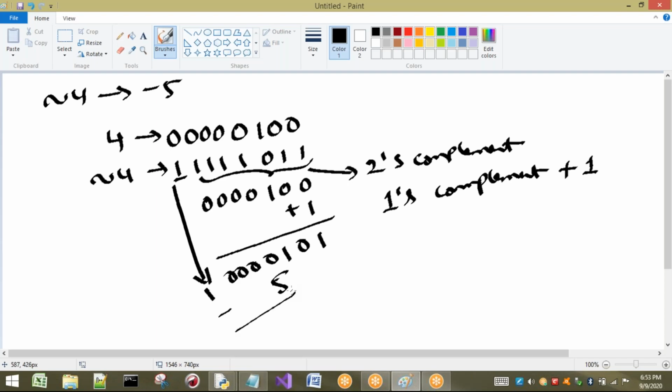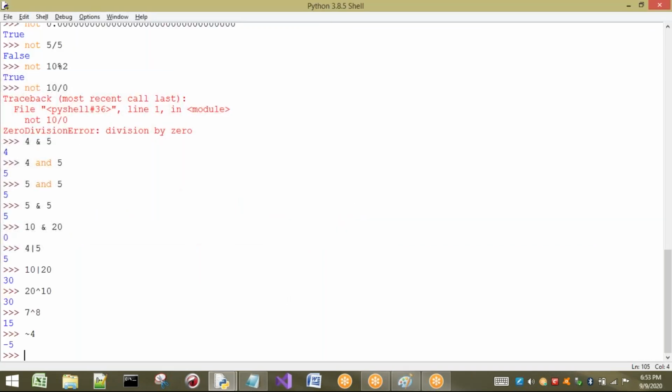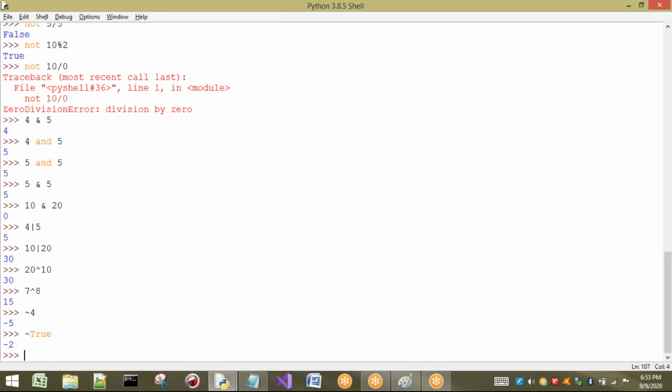Okay, now this is one example. I will take one more example so that you will get clarity on this one. So I will take complement true. What are you going to get? You will think that we are going to get false, but we are not going to get false. We are getting what? True.